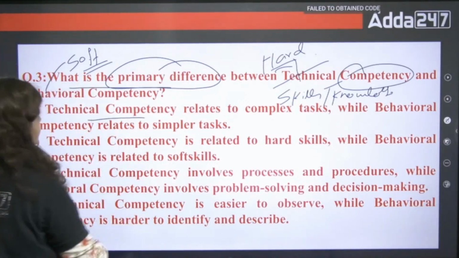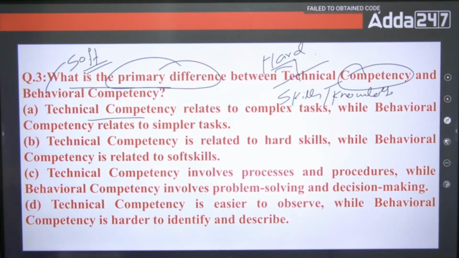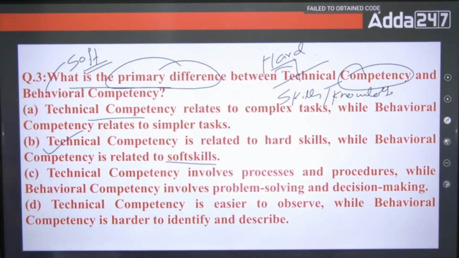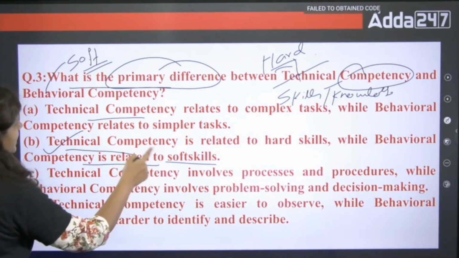So option A is technical competencies relate to complex tasks, while behavioral competencies relate to simpler tasks. B is technical competencies relate to hard skills, while behavioral competencies relate to soft skills, right? And this answer is correct. C is that technical competencies involve process and procedure, while behavioral competencies involve problem solving and decision making. D is technical competencies are easier to observe, while behavioral competencies are harder to identify and describe. So the right answer here is B, that is hard and soft skills.